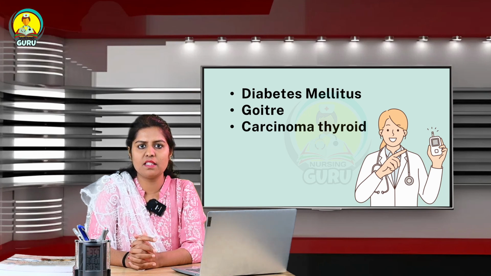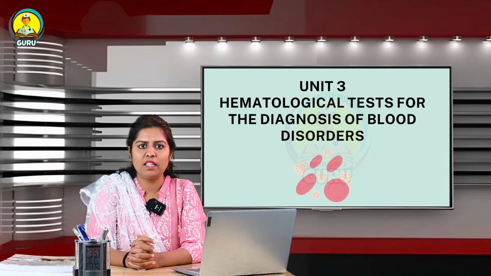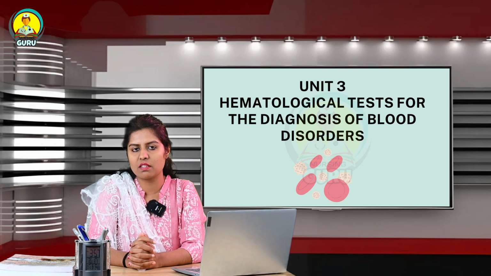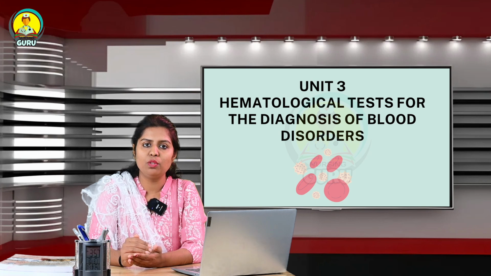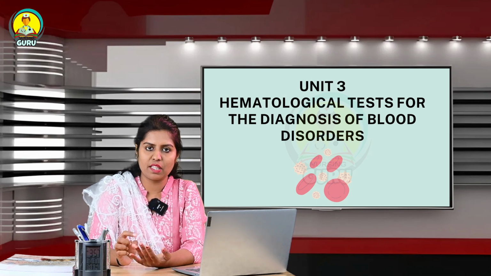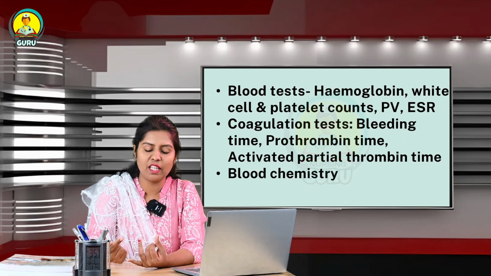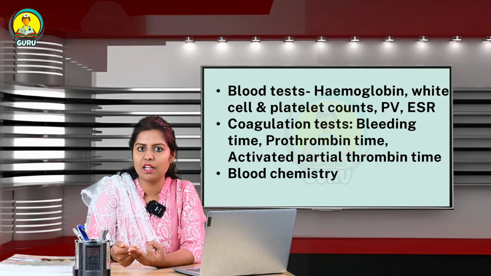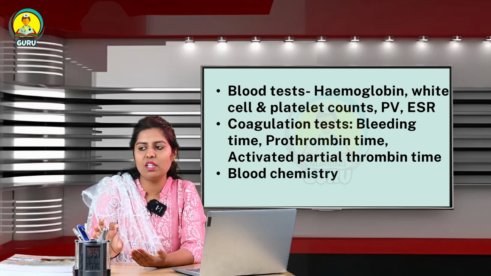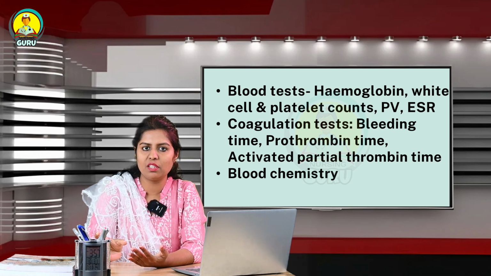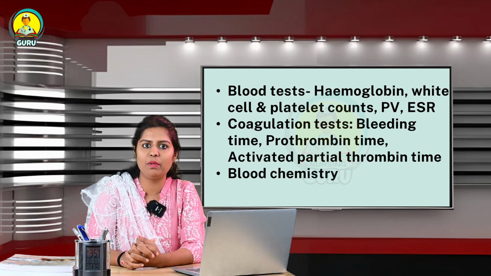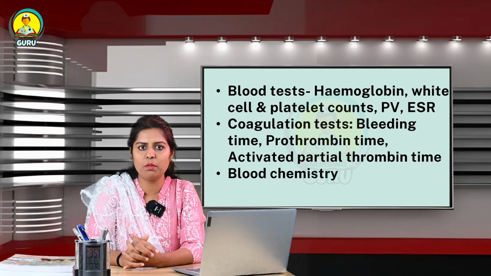Next, let's discuss unit 3, that is hematological tests for the diagnosis of blood disorders. Here we look at what all blood tests we are doing to find out the disorders. For example, we will check the hemoglobin, then white cells, then platelet count, PCV, ESR. These individually they may ask for 2 marks, or sometimes a direct question like write all the blood tests for 5 marks.